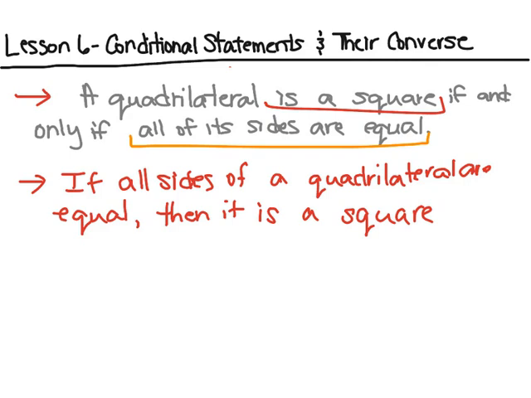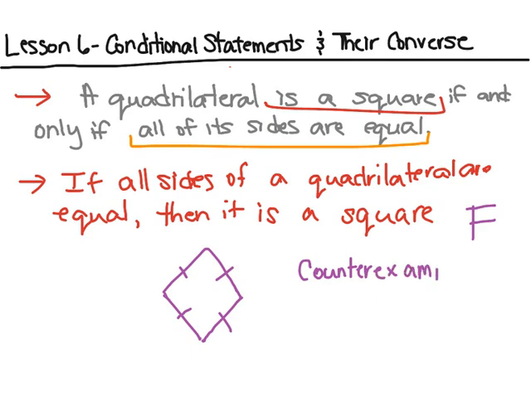So now we want to see if they're both true. If all sides of a quadrilateral are equal, then it is a square. Now that is false. That's not true, because a rhombus is a quadrilateral and all sides are equal, and it is not a square. So this would be called a counterexample. It would be a rhombus. So therefore, it's not biconditional. It is just conditional.